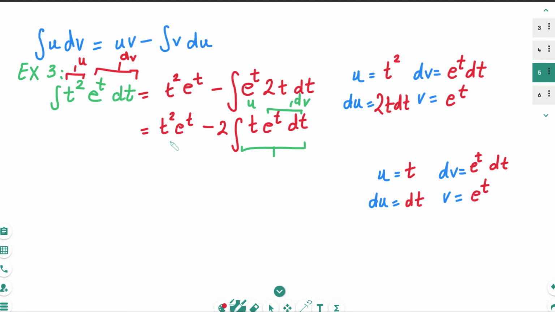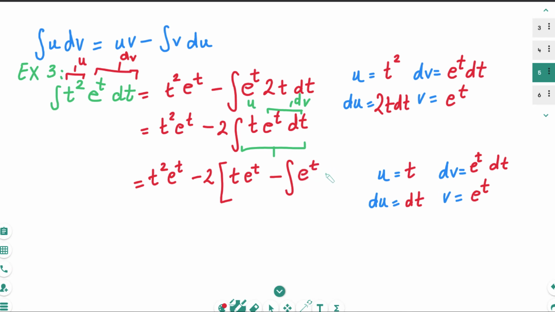I'm keeping the first term here. So t square e to the t is coming from the previous part. And now we integrate this one using integration by parts. So minus 2, let's put square brackets here. Now the product, u times v, which is t e to the t, minus the integral v du, integral of e to the t dt.